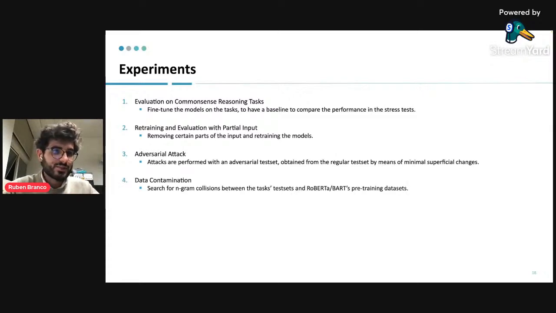The fourth experiment is the data contamination, which has been a serious problem in NLP now. So the methodology for NLP has been, we gather a lot of text from the web. We scour the web, we scrape the web and get a lot of text from different websites and different blogs. And then we pre-train using language modeling.